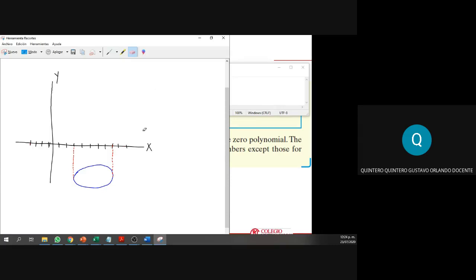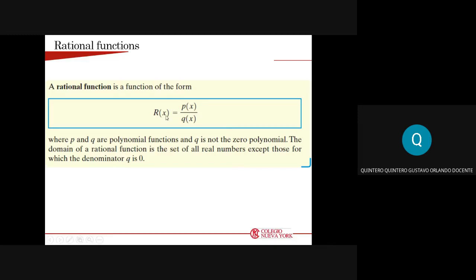All right, guys. Beautiful. So that is the idea behind domain, right? That is the idea behind domain. So let's take a look at what is the domain of our rational functions. What is the domain of this function? Take a look at this. The domain of rational functions is the set of all real numbers. So that is good. That's good because we know the set of all numbers, right?